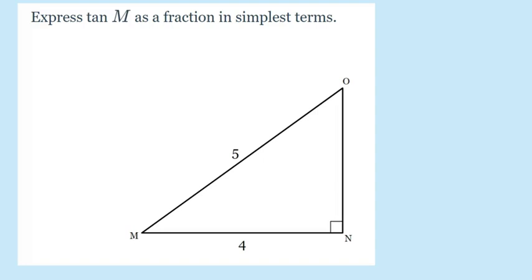Express tan M as a fraction in simplest terms. So tan M. Tan again is opposite over adjacent. So let me put that here. Tan equals opposite over adjacent. So tan M, it's from this perspective here. Do we have the opposite? No, we don't. I'm going to put a question mark. Do we have the adjacent? Yes, that's 4. So we're just going to have to do a little Pythagorean theorem again.